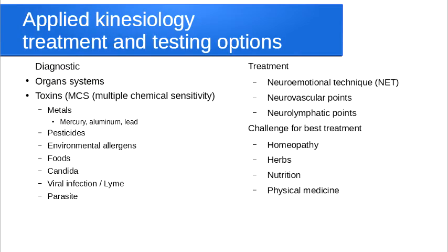But once you have a good indicator muscle, then you can do all sorts of challenges against people. You can challenge different organ systems. You can challenge people against different toxins, like using different vials to test them against mercury, aluminum, lead, to see what their body's saying: no, I'm not in resonance with this.